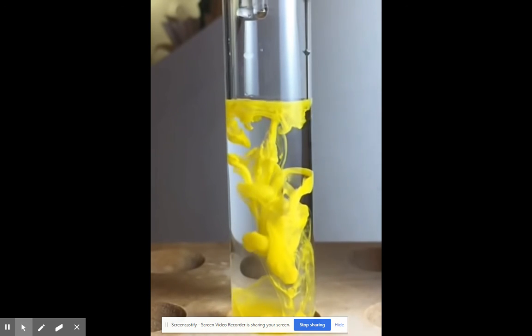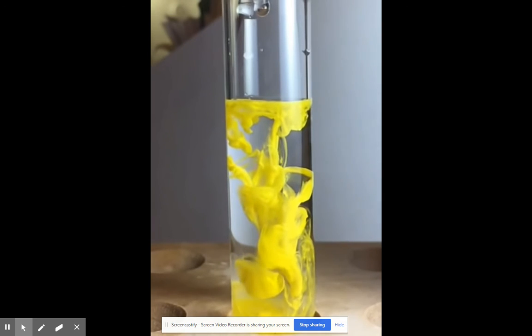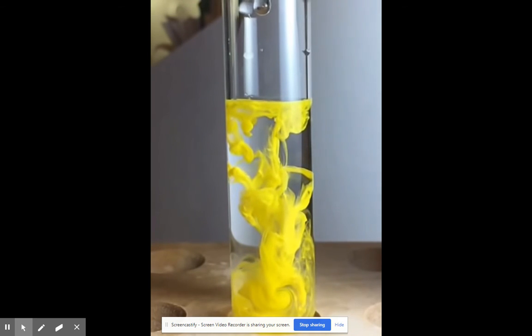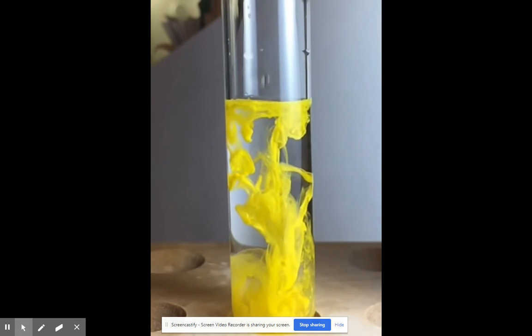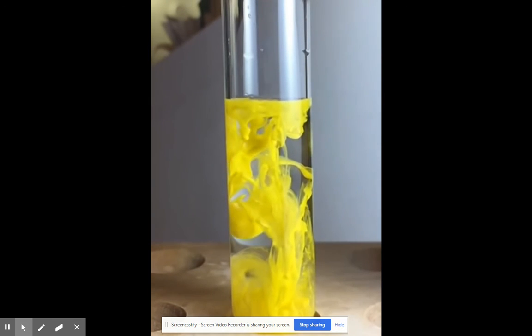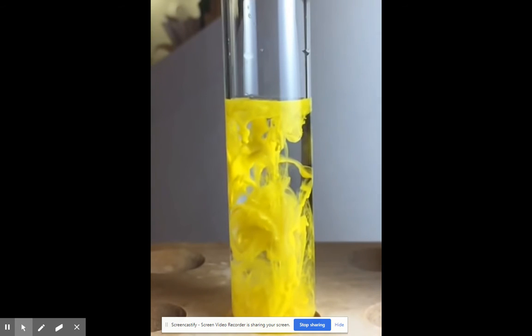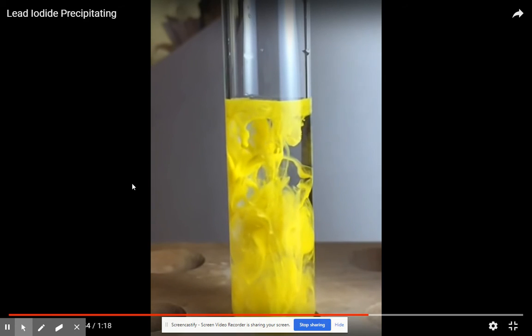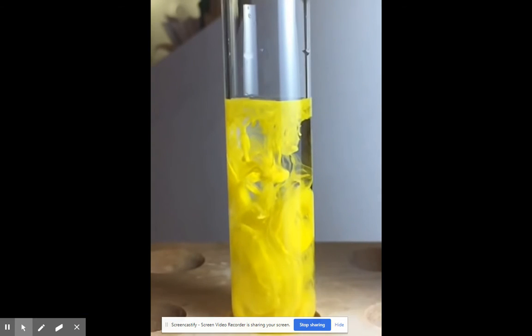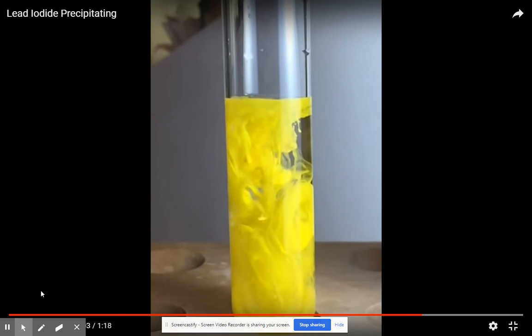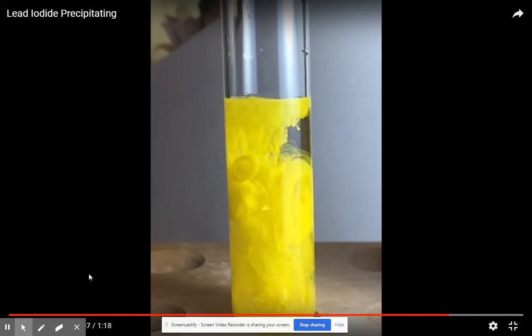The lead comes from the lead nitrate, the iodide comes from the potassium iodide. And since they're all in solution, when they mix together, they form a bond because those two are more attracted to each other than they are to the water. And then it falls out of solution. For Chem 1, we just need to know how to use solubility rules to predict which substances will be a solid and which ones will be aqueous, or a soluble product.